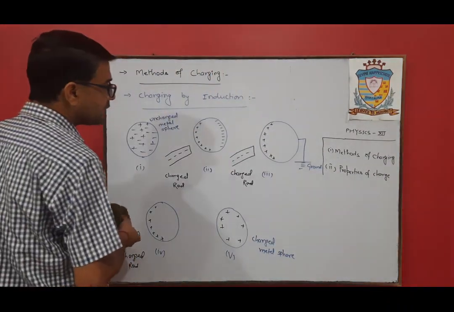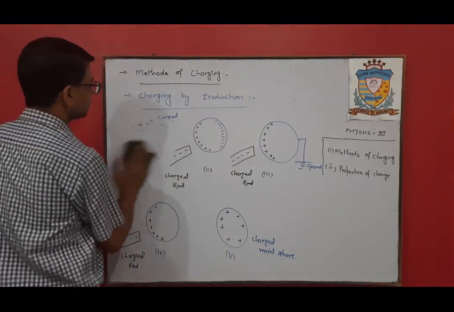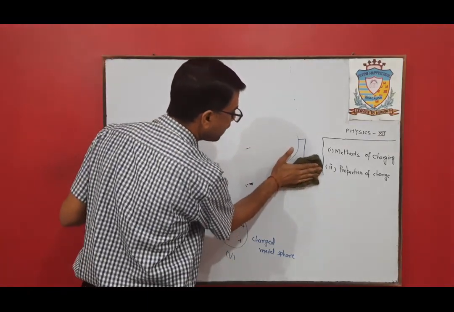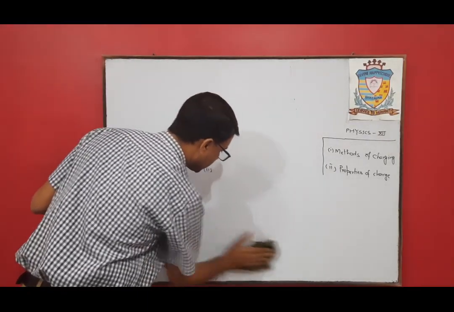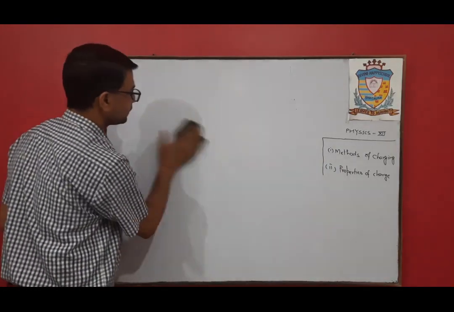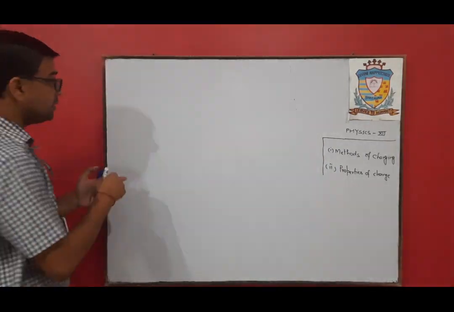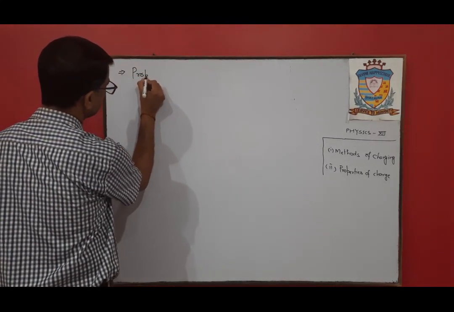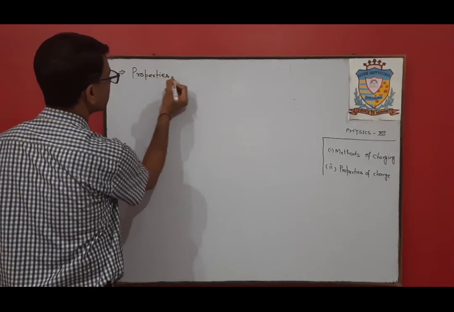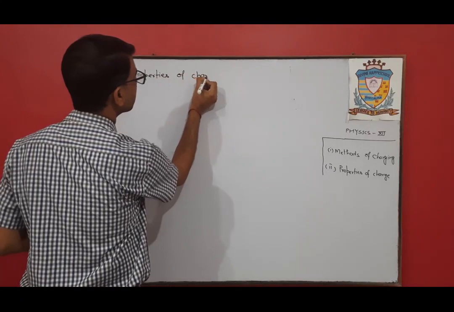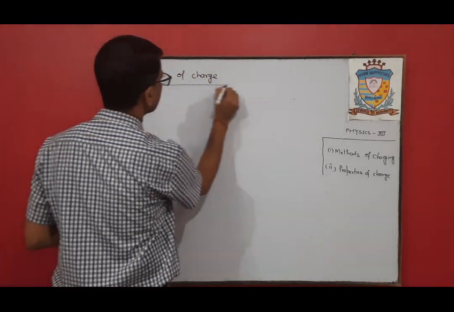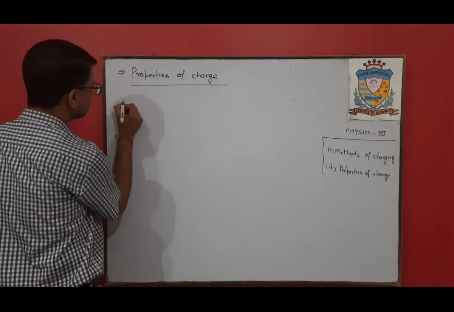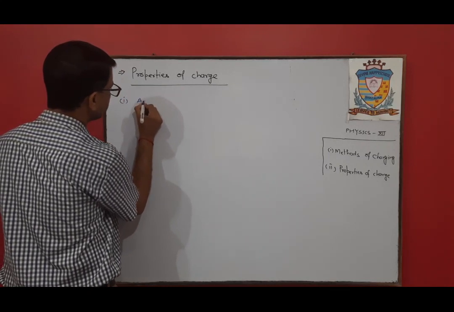Okay. Next is properties of charge. These are the three methods of charging, that is by friction, by conduction and by induction. Next is properties of charge. So first property, that is the additive property.